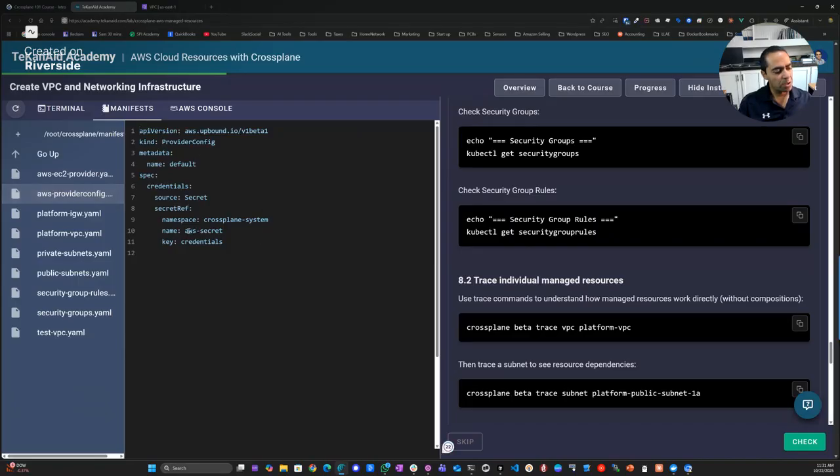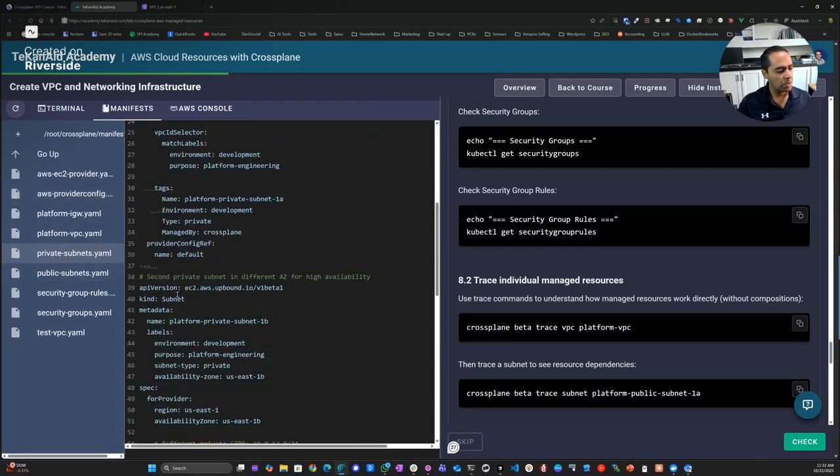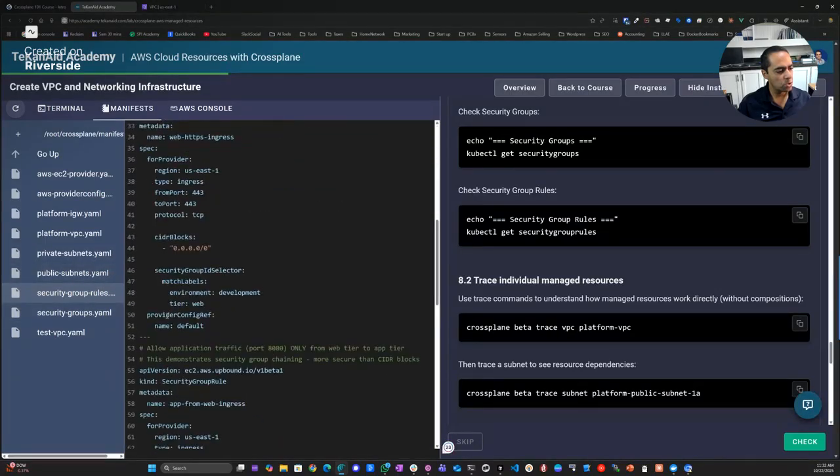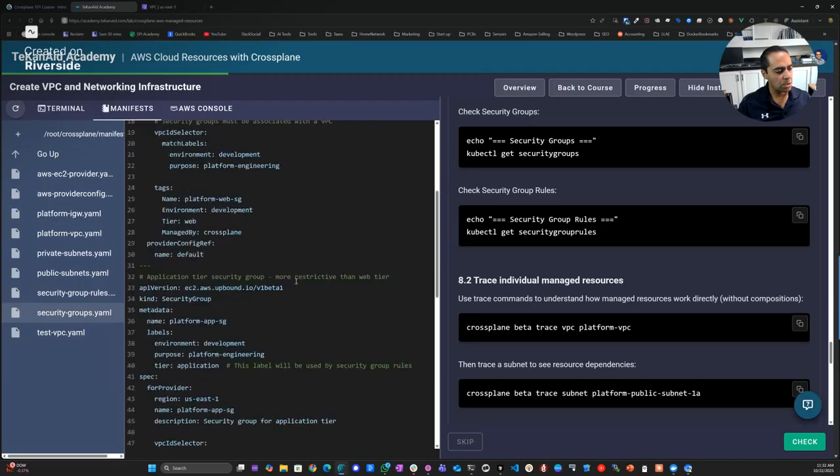And then there's the provider config, which is a secret allowing us to connect with credentials into AWS, because Crossplane needs to authenticate into AWS to be able to provision all my subnets here. You can see public and private security group rules and security groups.